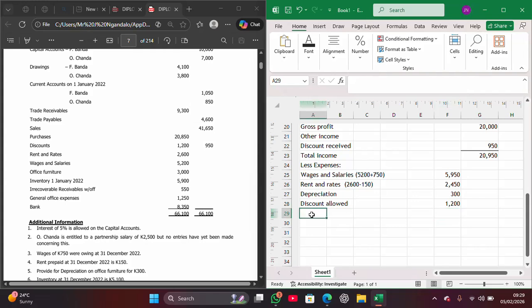Then we have got, you said, general office expenses. Rent and rates has been done, wages has been done. Then there is office furniture. That's an asset. What about irrecoverable receivables? There's no such thing as irrecoverable receivable. Okay, it's supposed to be recoverable debts, but anyway, it's going to be treated as an expense.